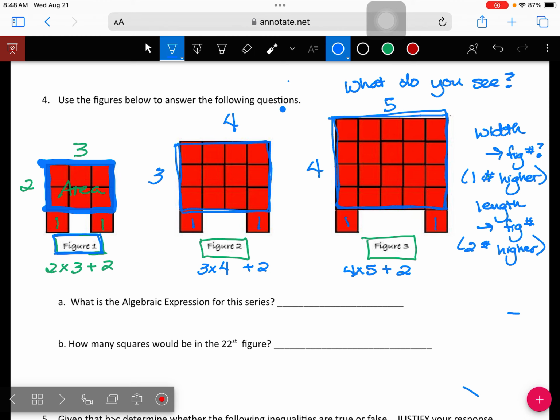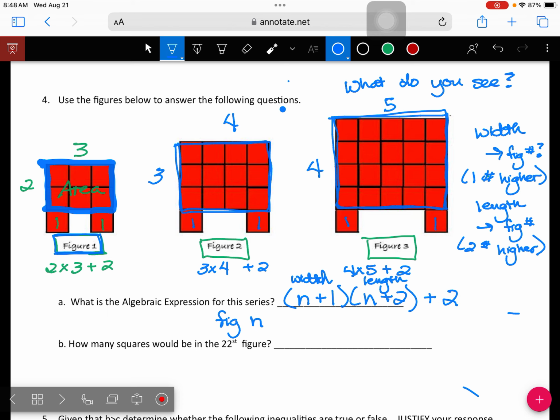So if I were to write an algebraic expression for this series for figure n, what would my width be? N plus 1, because the width is always 1 higher than the figure number, right? What would my length be? N plus 2. And that is the rectangle itself. And then what do I need to put with it? Plus 2.